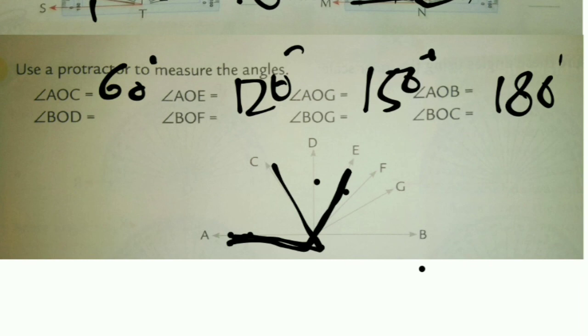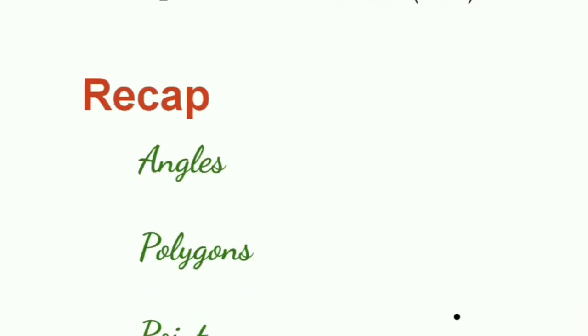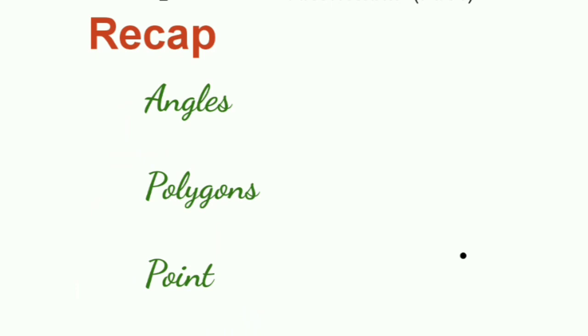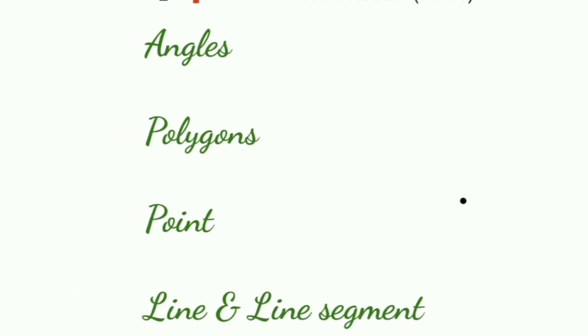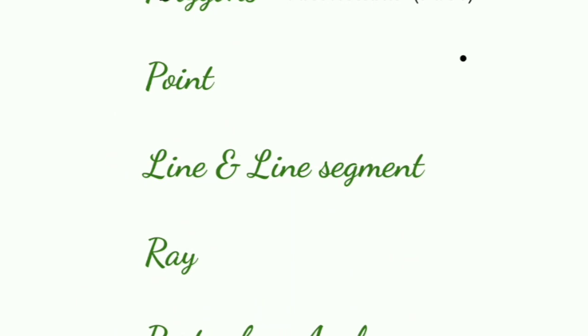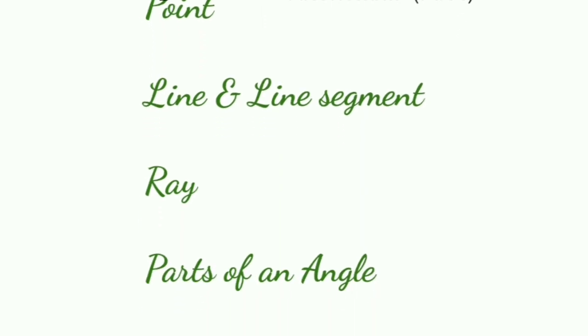Like this we can do question. Now let's see recap. In this chapter we have learned angles, when two rays meet at a corner, it will make angle. Polygon means when starting and the ending point is same, we get polygon. Point shows exact location. Then line and line segment. A line extends in both directions. A line segment is a part of line, but it cannot extend in any direction. It is a fixed length. A ray can extend only in one direction.